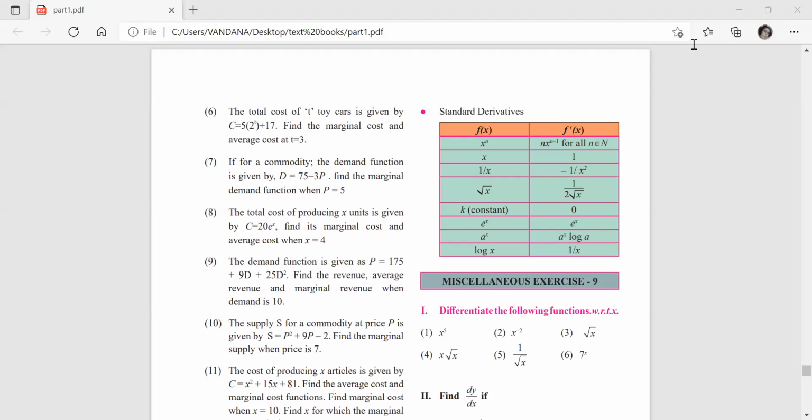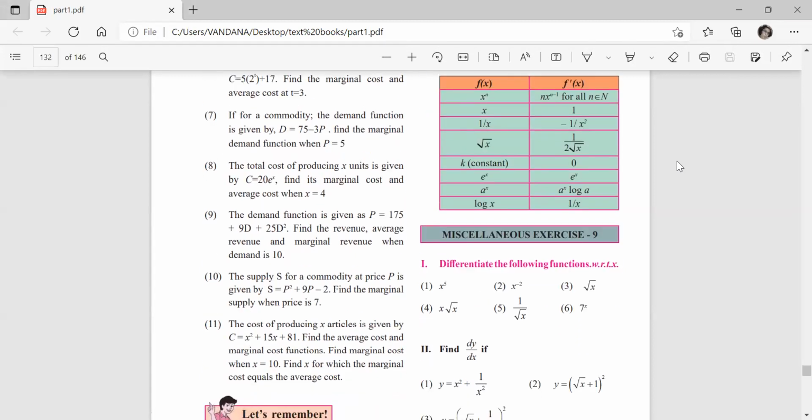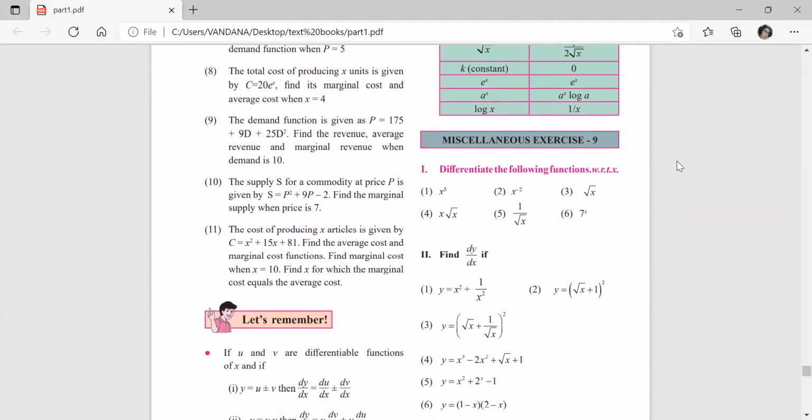Ten sum you can do. Marginal supply nikalna hai. Find out the derivative of supply and then put P is equals to 7. You will get your answer.